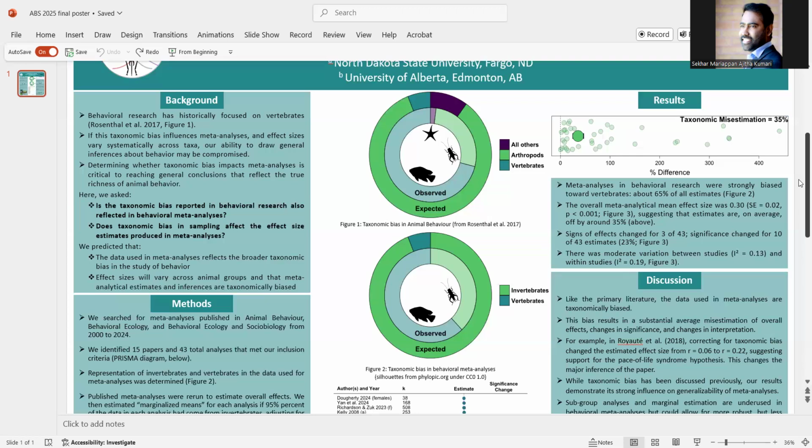This bias had meaningful consequences. Across studies, the overall mean effect size was estimated at 0.30 with a standard error of 0.02, which was highly significant. But when we adjusted for taxonomic bias, the estimate shifted substantially. In fact, on average, about 35% away from the observed values.